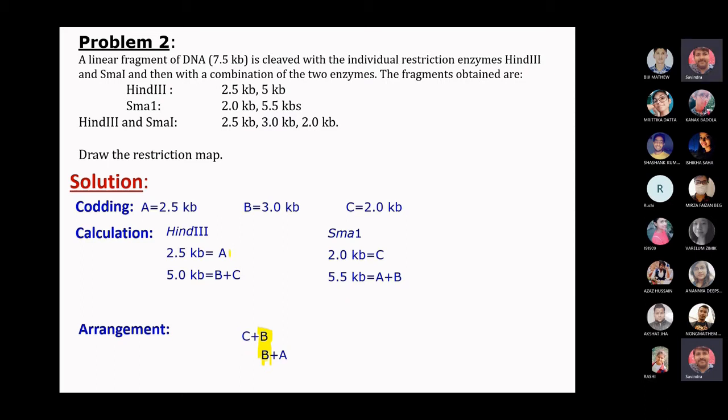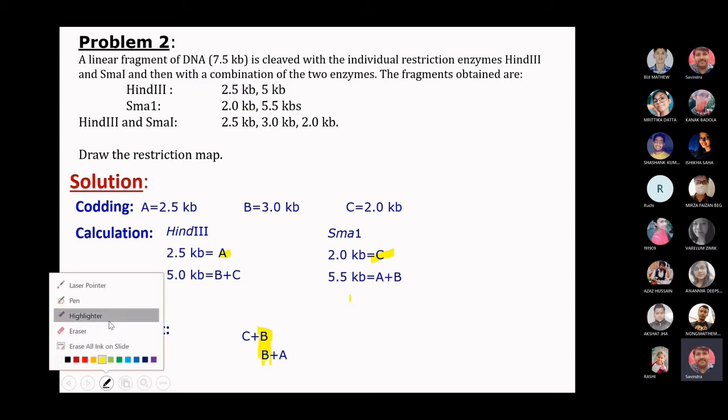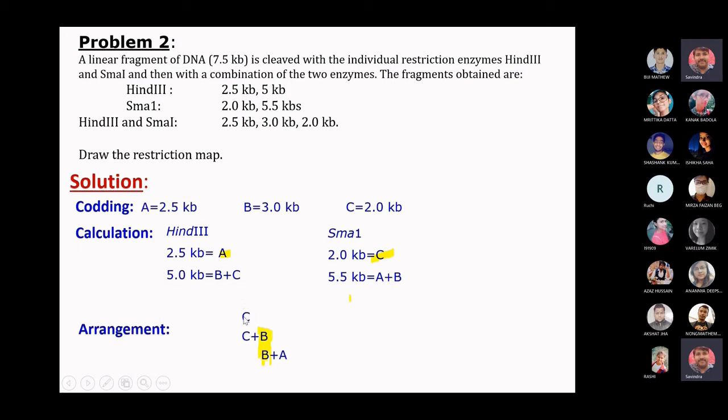So what are the remaining parts? A and C. So you can simply write C over C and A over A. So what will be the correct sequence? C B A. And the other way is A B C.